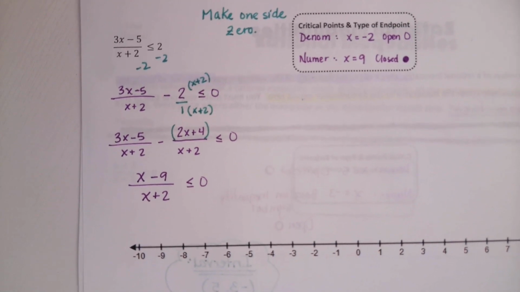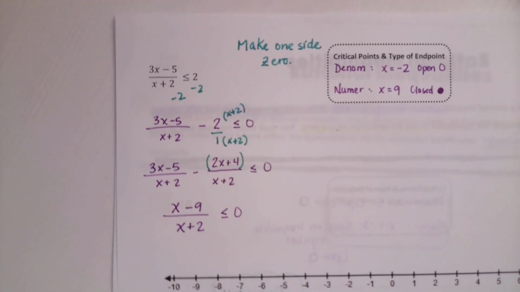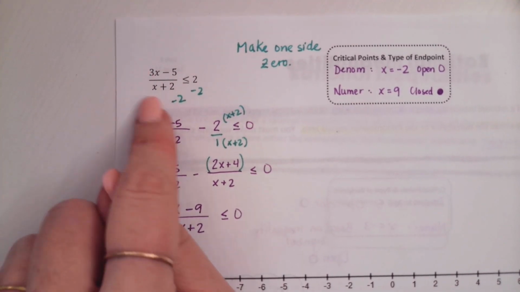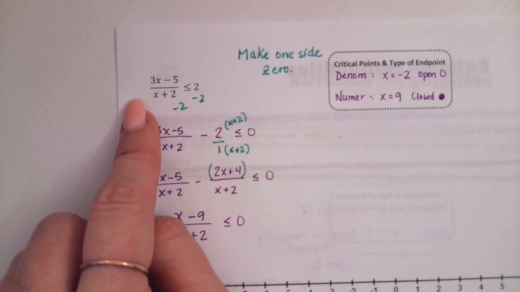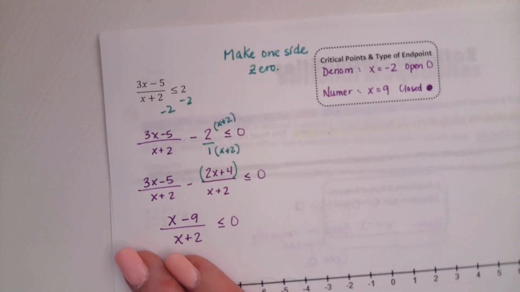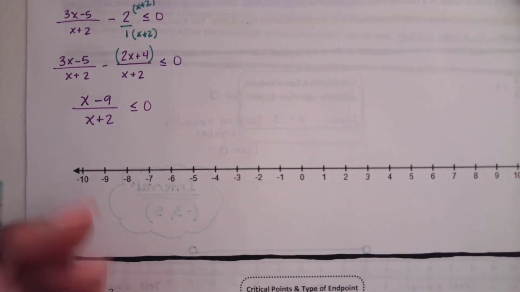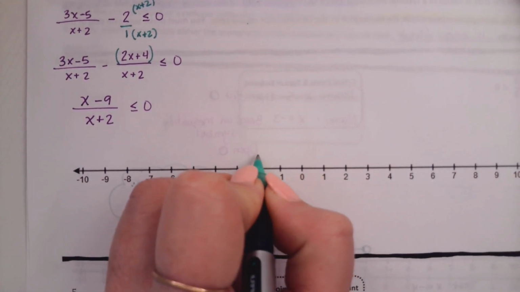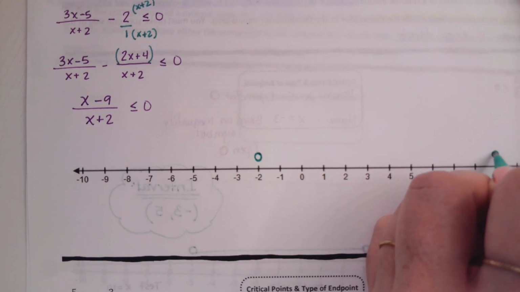Okay, let's plot those 2. And again, as Mason said, could we have just used the 2 starting from the beginning, but would we get those same 2 endpoints? No, we would have got -2 and 5/3, so we can't just use it from the beginning. We want one side to have a 0 and then one fraction on the left. All right, plotting my 2 numbers that I found: -2 open dot and 9 closed dot.